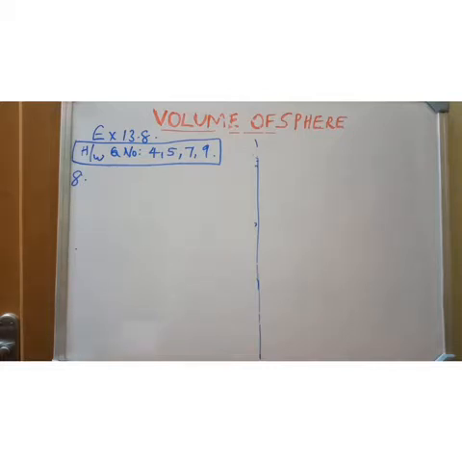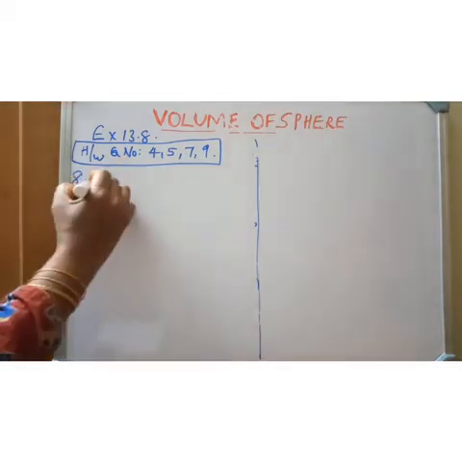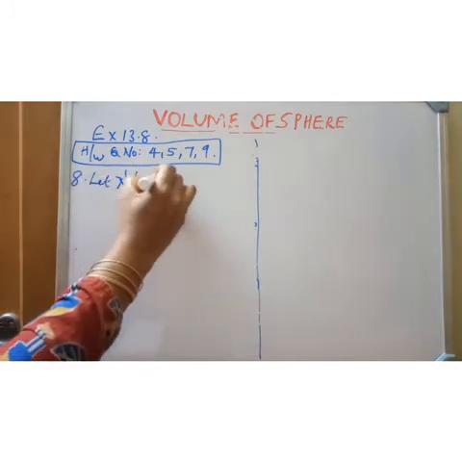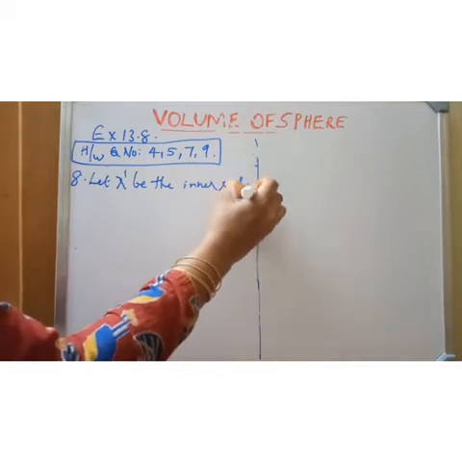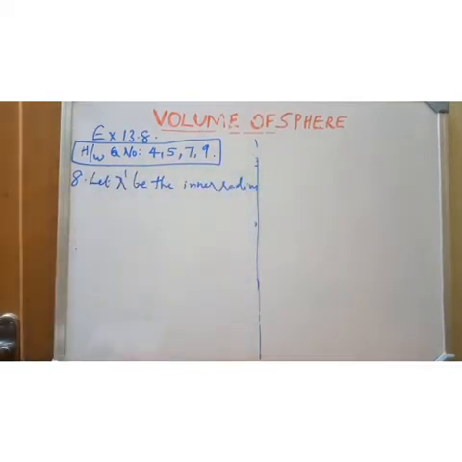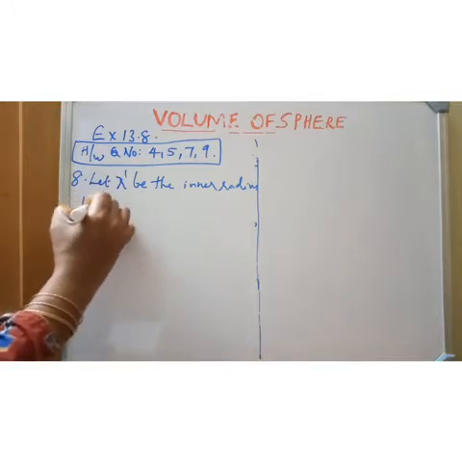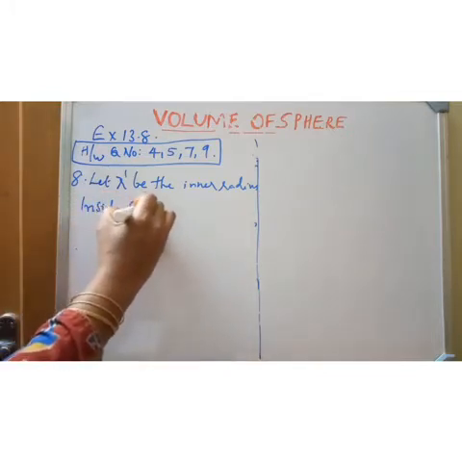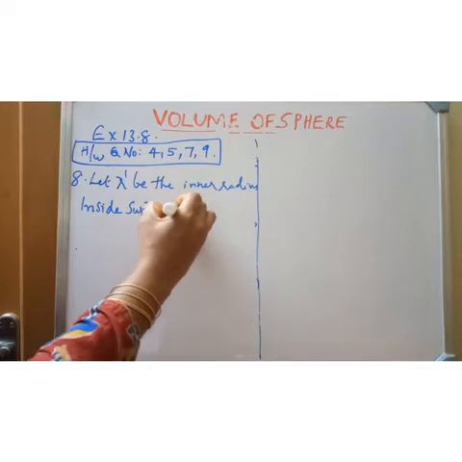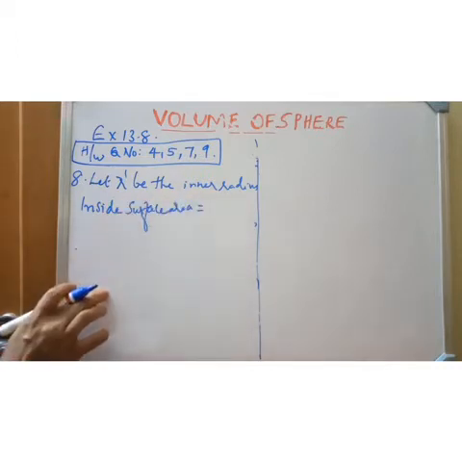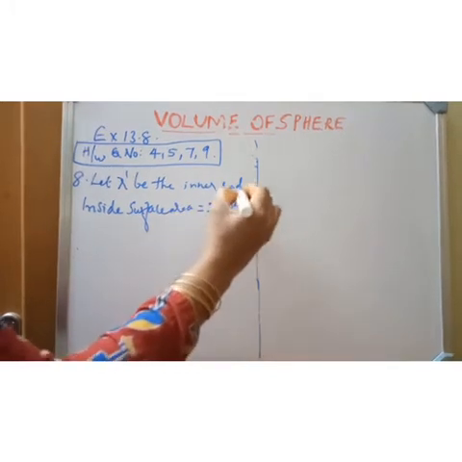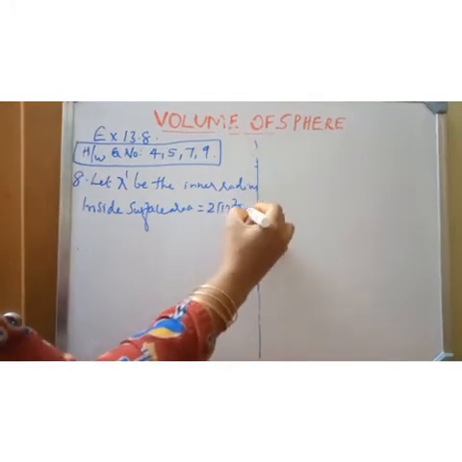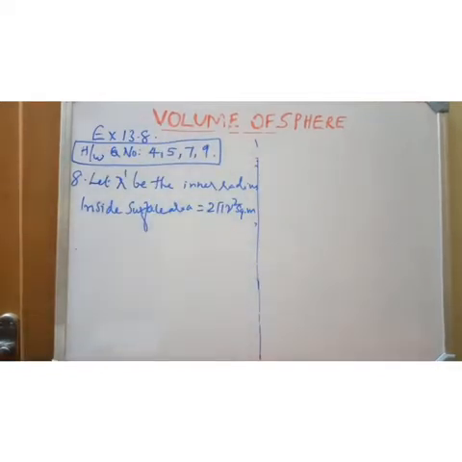So I must write, let small r be the inner radius. Inside surface area. This is in the shape of a hemisphere. So, what will be the CSA of a hemisphere? Very good. 2 pi r square meter squared. Okay. Next write.